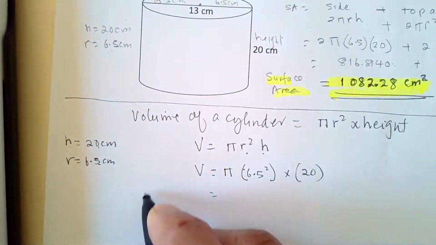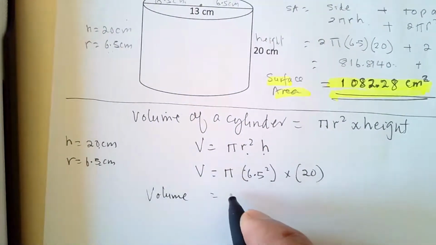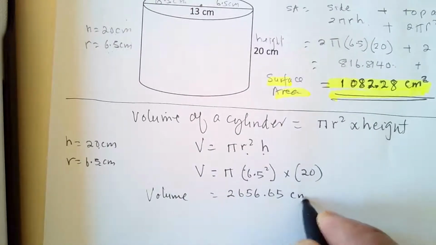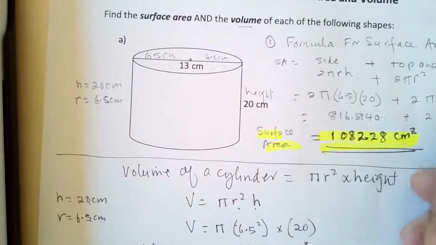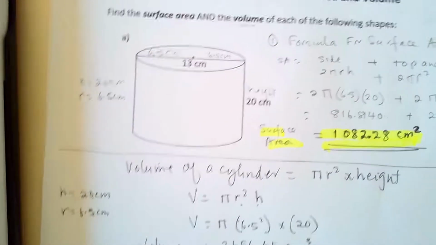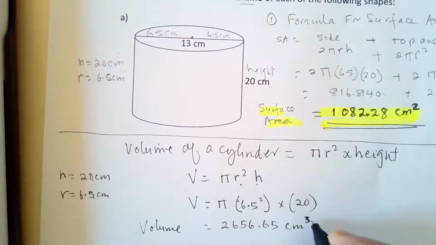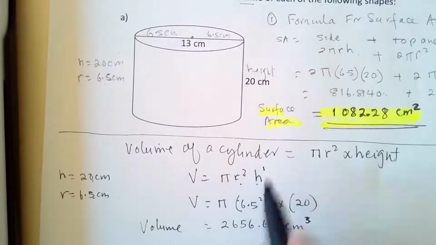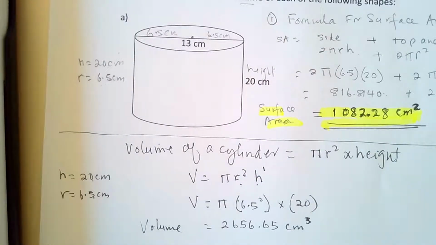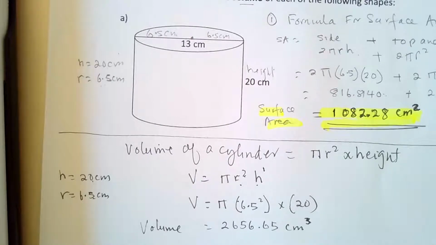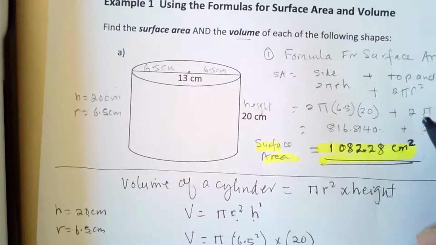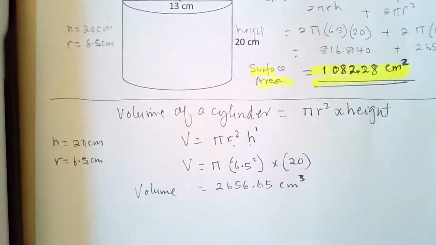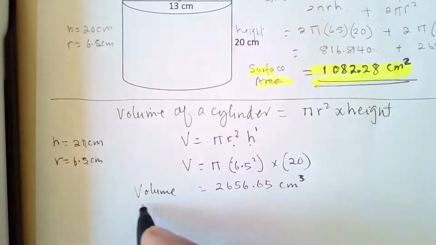I'll explain. So volume is 2655.65 cubic centimeters. Note the surface area was to the power 2, but volume is cubic because we're dealing with 3 dimensions. Here we have r squared, and you have another dimension of 3 dimensions. So we're looking at 3 dimensions here. In surface area, we're looking at a 2D space, not a 3D. So volume is 3D.